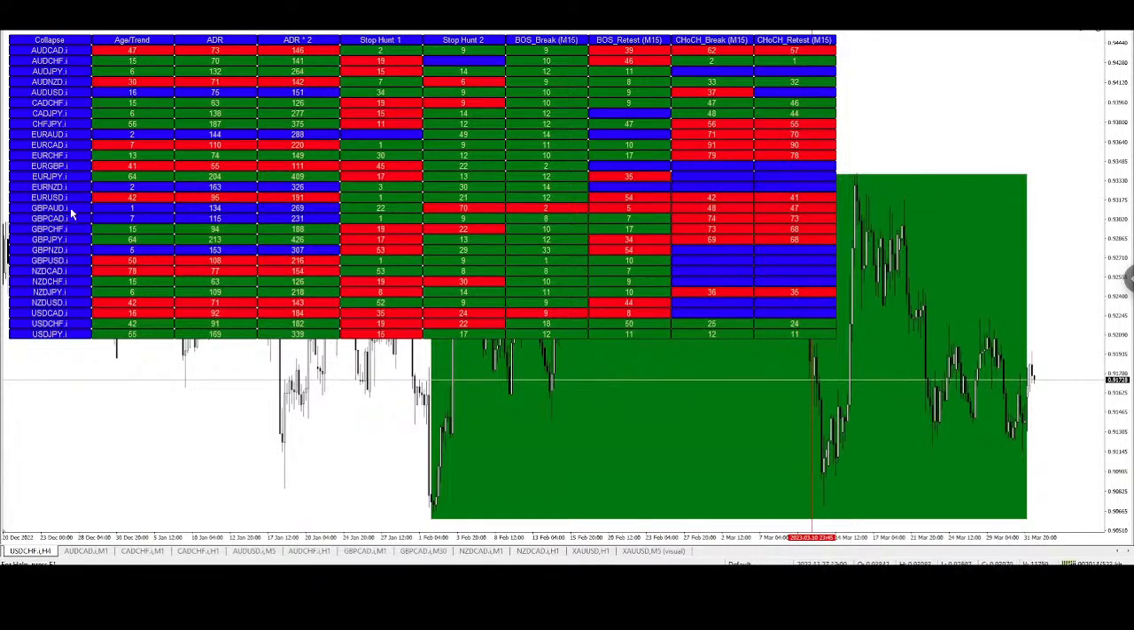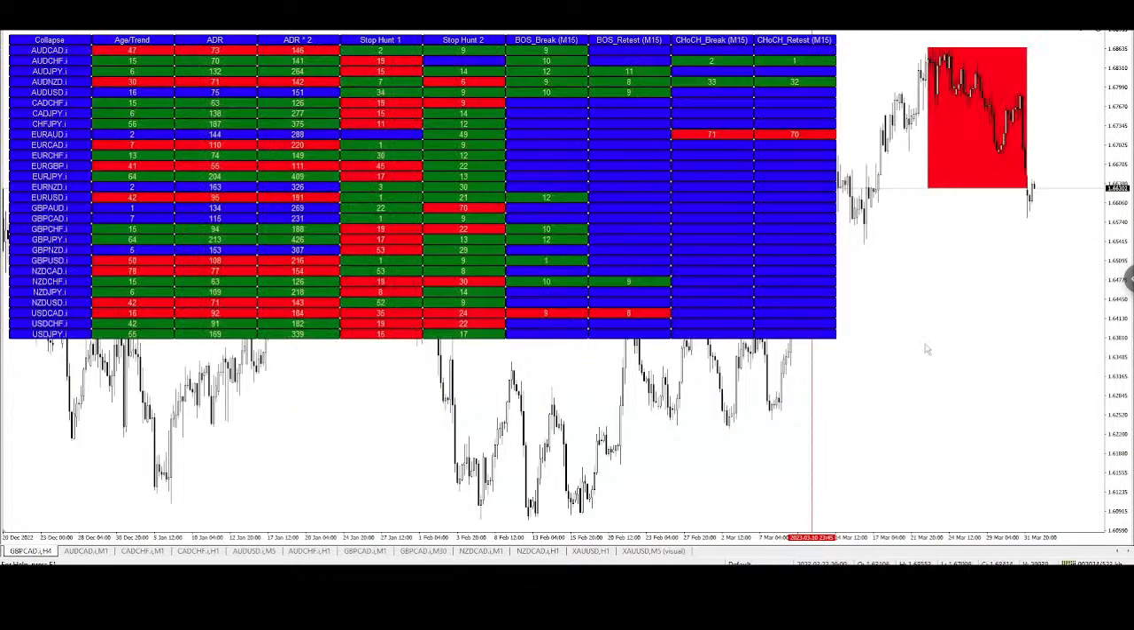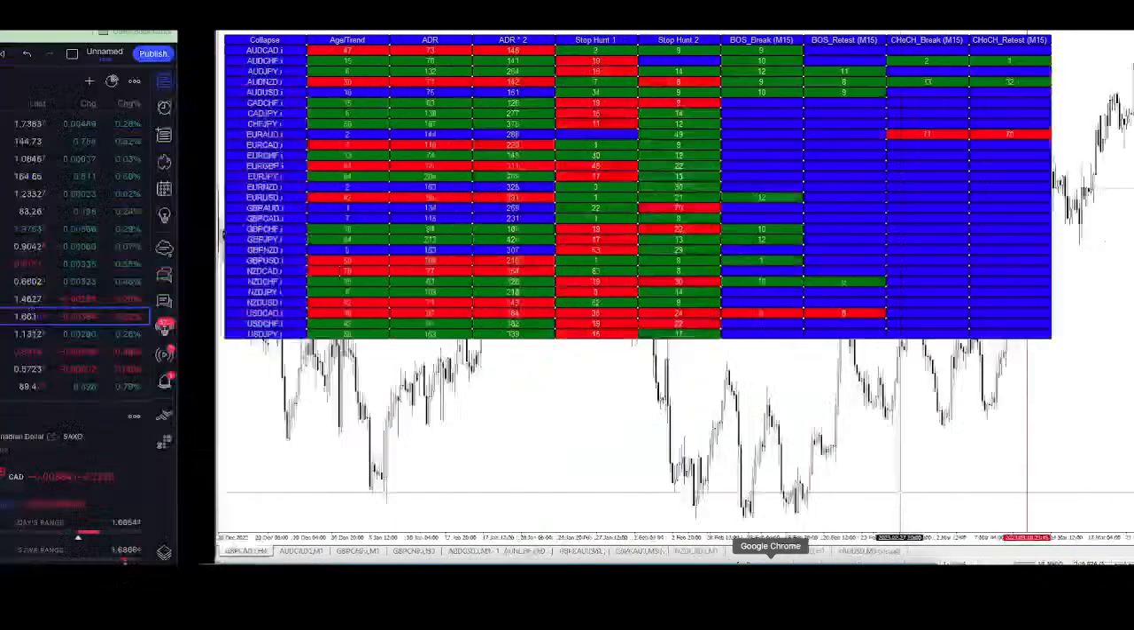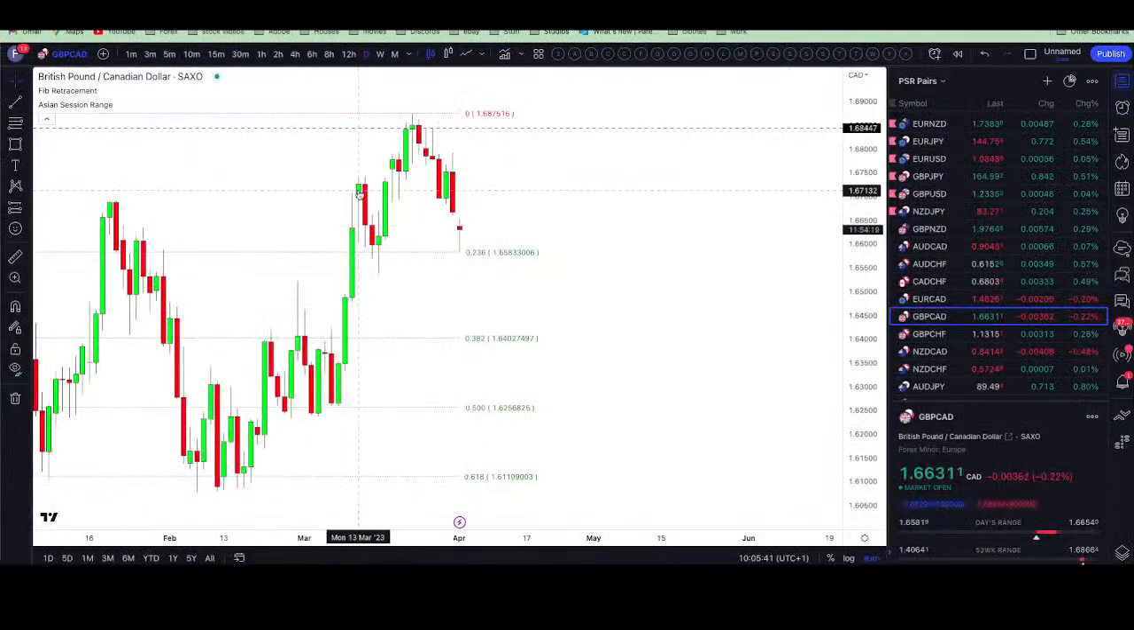GBP CAD, where are we? GBP CAD. It still hasn't locked in yet. Weird. Let's go over to it. Yeah, this is going to lock in soon for sure. So GBP CAD is definitely showing us it's extremely bearish. It's showing us that we can get a possible pullback in this though. Stop hunt one has initiated. So now here, let's go over here.